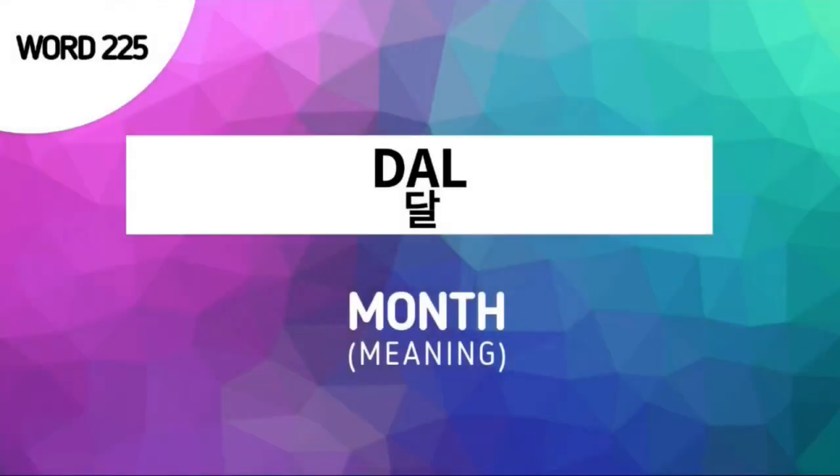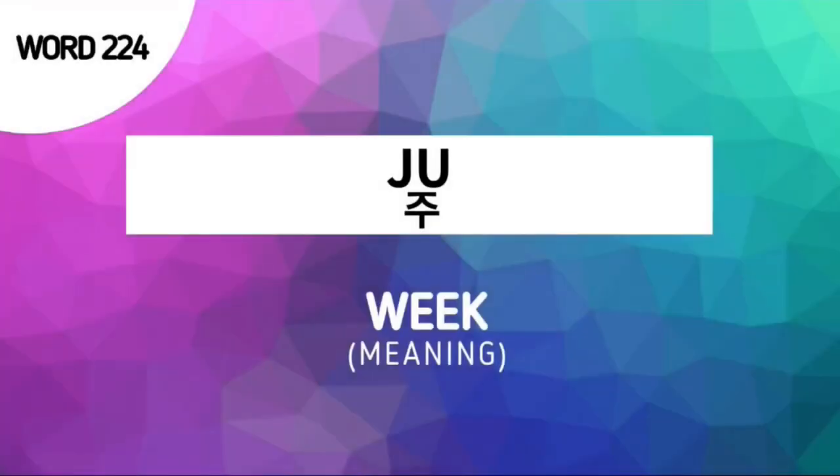Word number 225 is dal, which means month. It indicates the months that are indicated on the calendar. Word number 224 is tu, and this is the Korean term for week, and it indicates the weeks of a calendar.